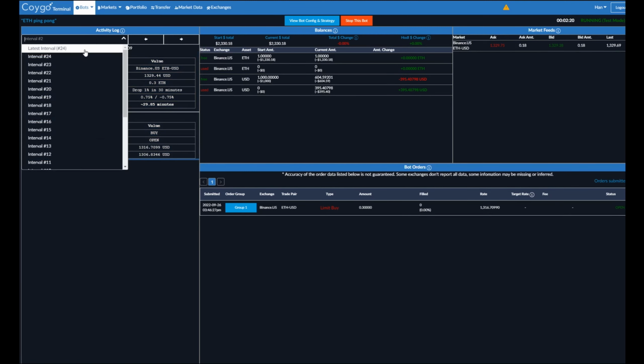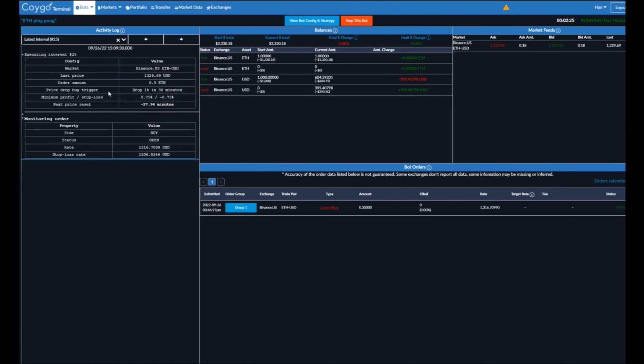So it's already on interval 24. So that means it's already executed. Now 25. It's checked 25 times, because every 5 seconds, it's reevaluating and rechecking what the status is. So this says the next price reset is in about 27.7 minutes. So we're going to come back in a little bit.